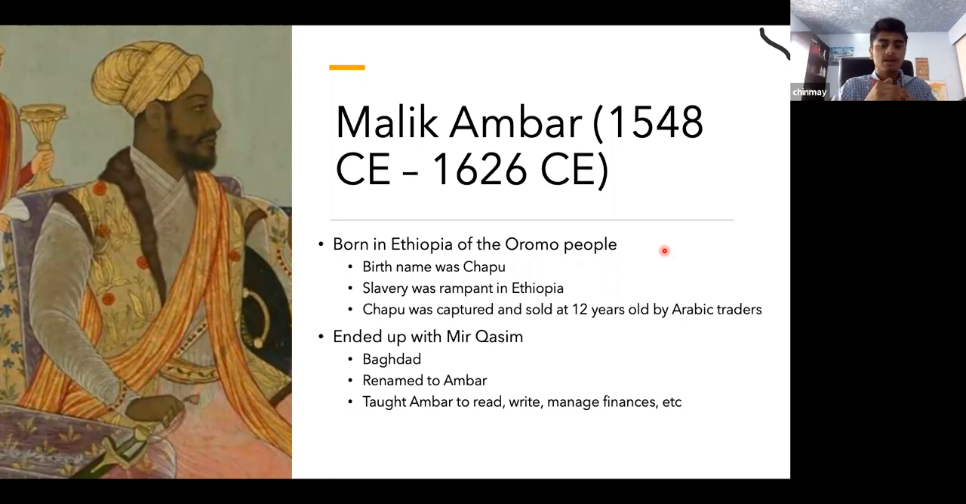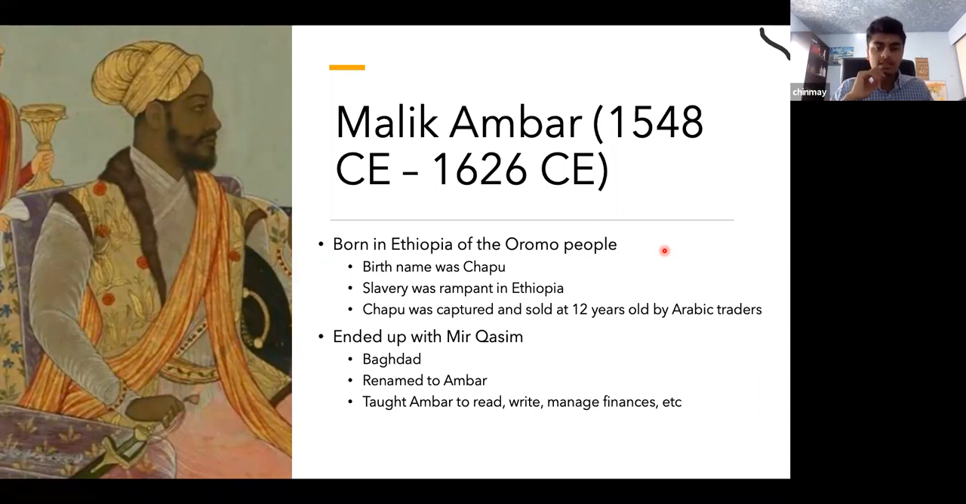Mir Qasim took him to Baghdad. When he went to Baghdad, he renamed Chapu as Ambar. He gave him an Arabic name. And he had Ambar convert to Islam from his religion before. They were a spiritualist Oromo people. He had Ambar convert to Islam.